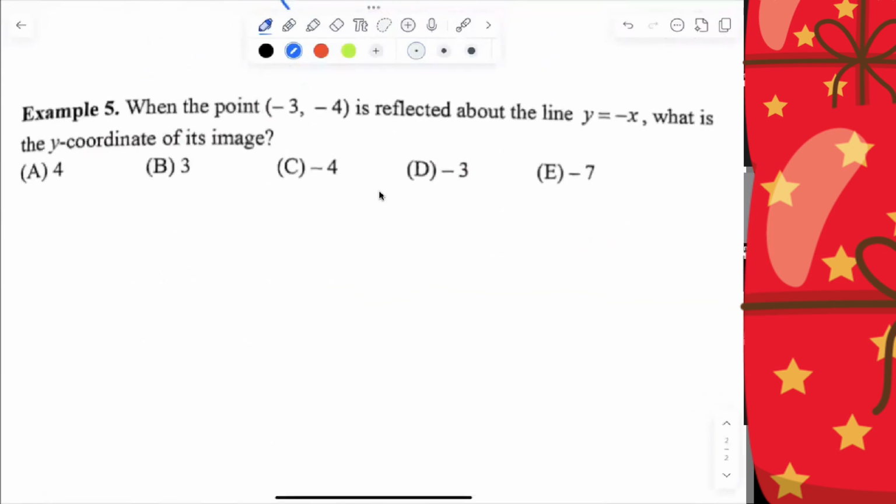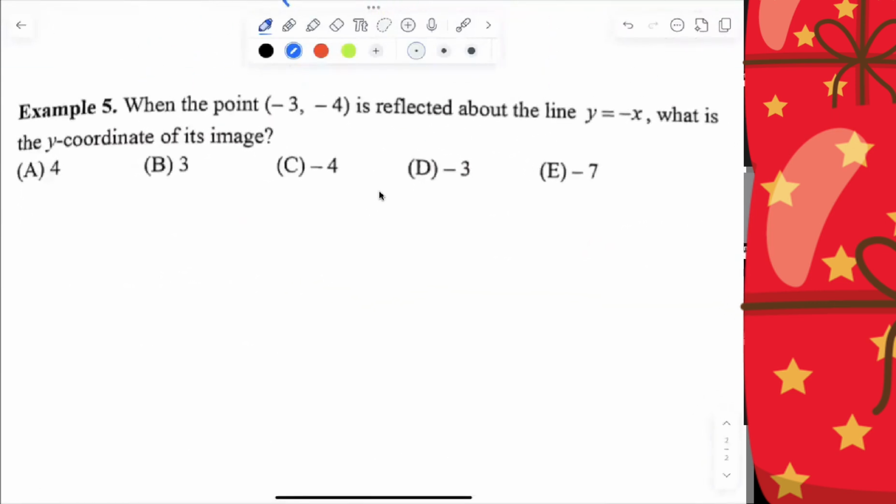Now let's have a try at example 5. It might be slightly different, but remember the mapping. What does y equals -x do? Look at the y coordinate, and then look at the x coordinate by making it x equals -y, right? I'll let you have a go on this question and tell me the answer in the chat.